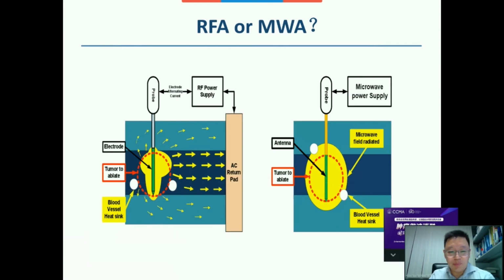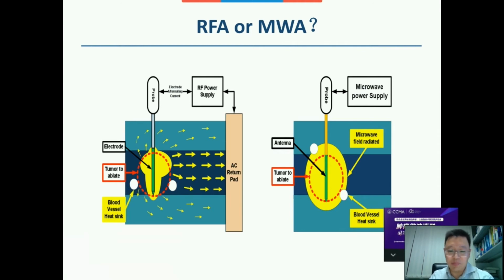So why do we choose microwave ablation? Here we discuss radiofrequency ablation and microwave ablation. Both of them use electromagnetic resonance to generate heat to destroy the tumor. The radiofrequency only heats the tissue in the range of 3 to 5 millimeters around the electrode, and the ablation range depends on the heat diffusion around the electrode.